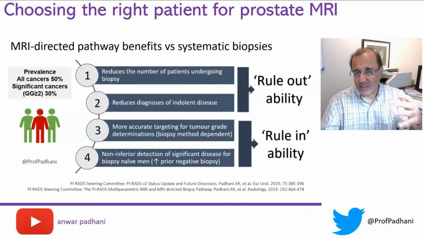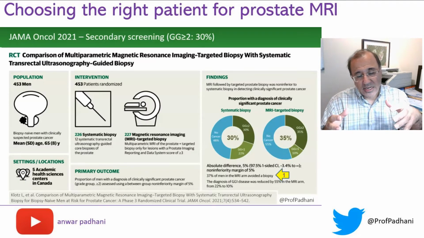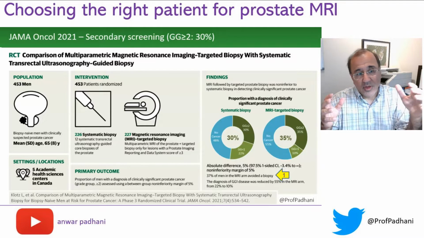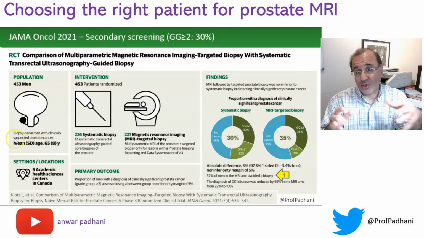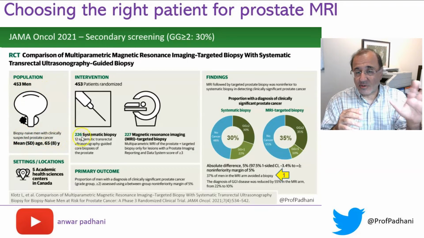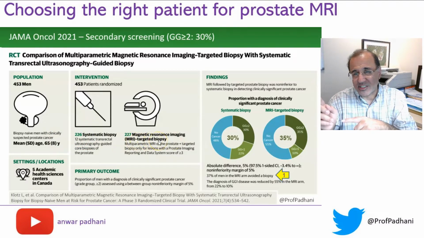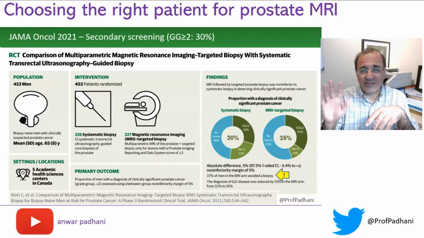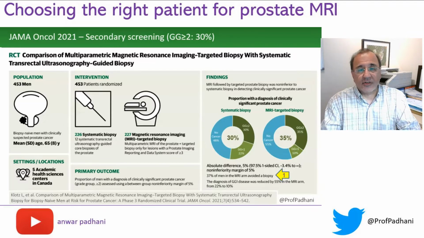I just wanted to illustrate these 4 points with a couple of data points. So here is the Canadian multi-center study. Now here we had 453 men who were at suspicion of having prostate cancer, and they were basically randomized to a systematic biopsy or an MRI, and then an MRI targeted biopsy only in positive men. So everybody gets a biopsy versus only people with positive scans get a biopsy. And you can see the results on the right-hand side of this graph.